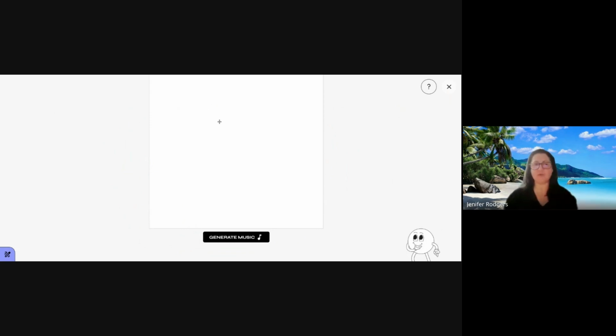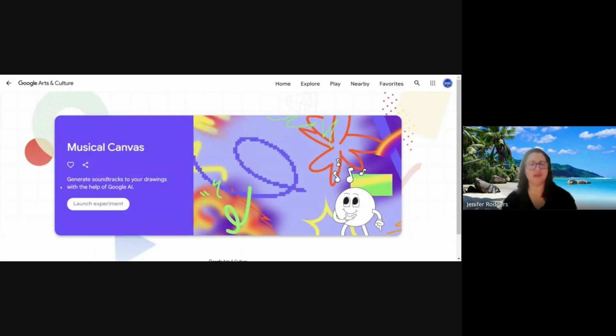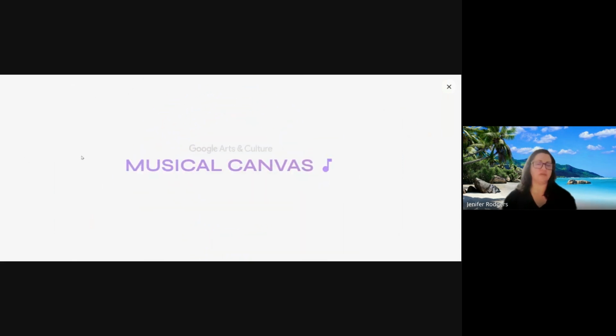What Musical Canvas does is you draw a picture in this canvas, and if you don't have the tools, click on this little purple pencil thing at the bottom right corner. It's not doing it. It's supposed to have tools. Maybe once I get started, let me refresh. Okay, if it doesn't work, it doesn't work.